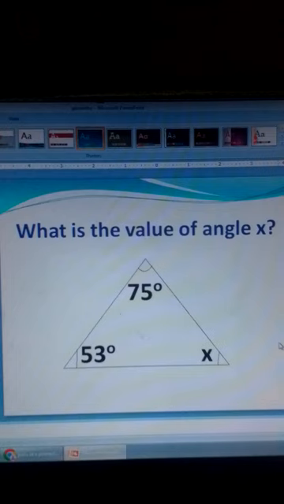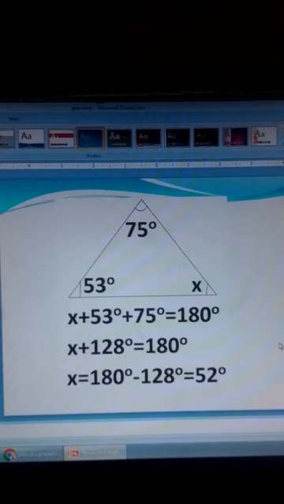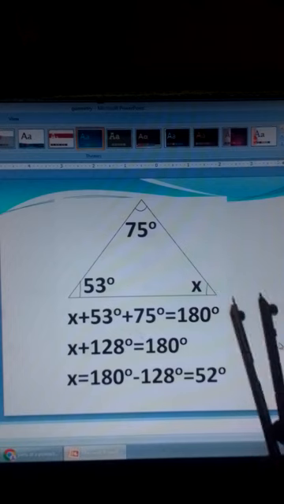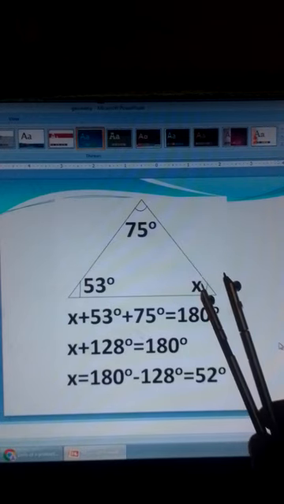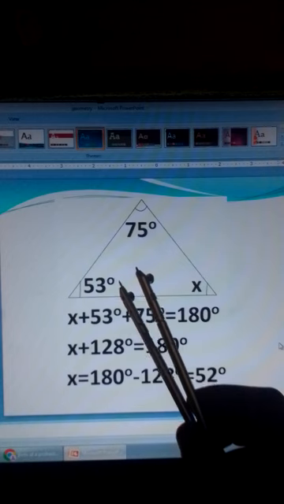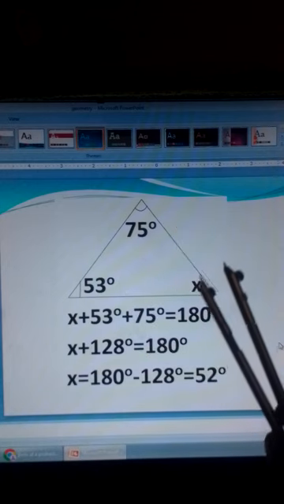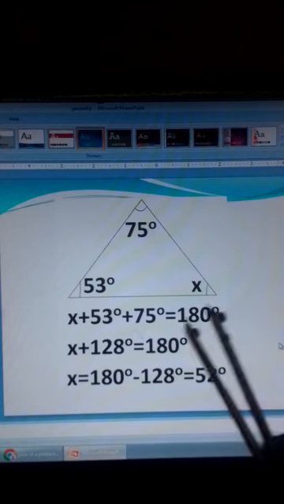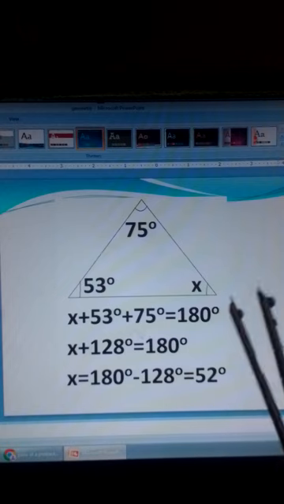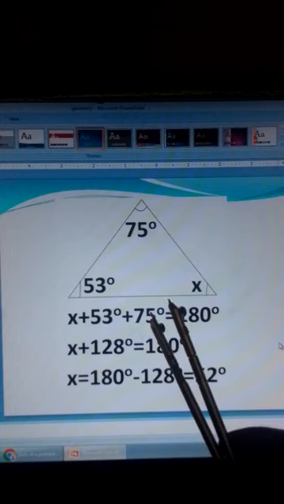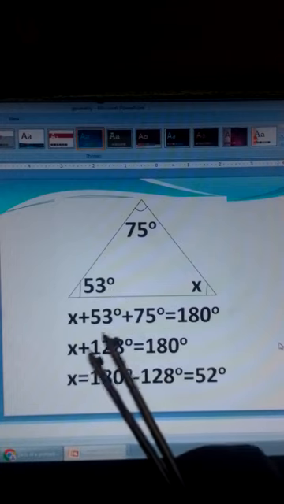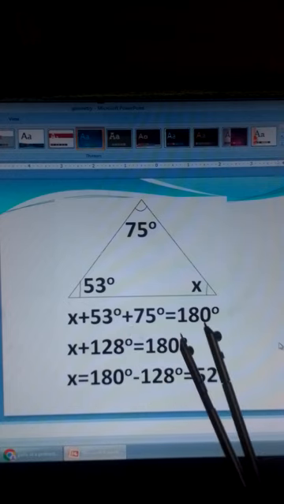This is what we do. We know that the sum of the angles in a triangle is equal to 180 degrees. Therefore, X plus 53 degrees plus 75 degrees is equal to 180 degrees. So you form an equation, right? So X plus this, 53 plus 75 is 128. So X plus 128 is equal to 180.